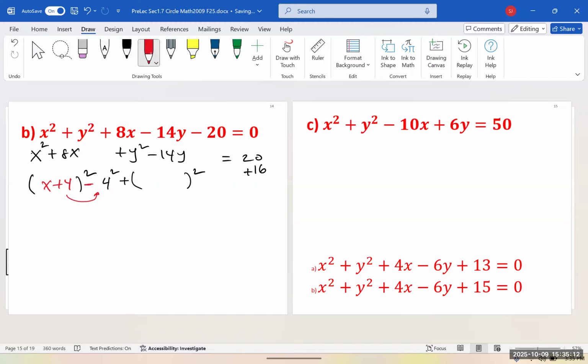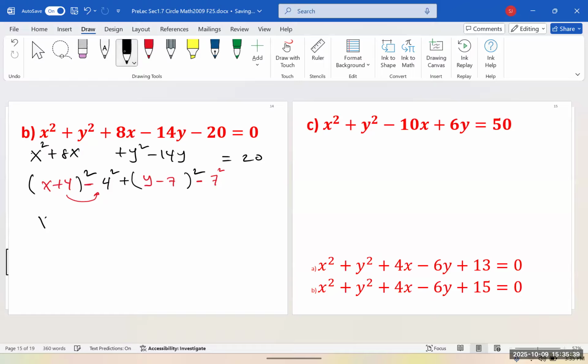It's okay. The next one, y. y minus 7. So how much are you subtracting? 7 squared. That means you have to add 49 here. So whatever you're subtracting on the left, you're adding the same amount on the right. I mean, we are going to do it later, okay? I don't want to confuse you.